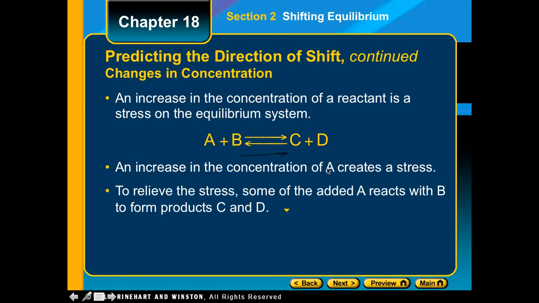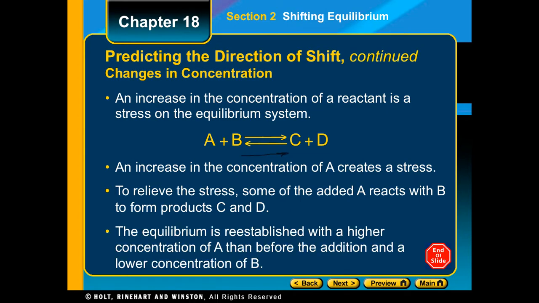To relieve the stress, some of the added A reacts with more amount of B to form products C and D. The equilibrium is re-established with a higher concentration of A than before the addition, and a lower concentration of B, of course.